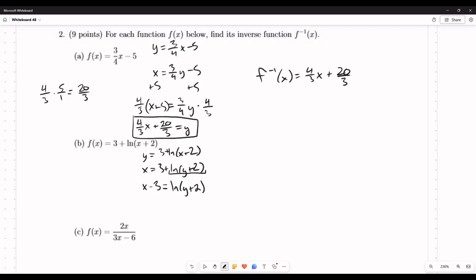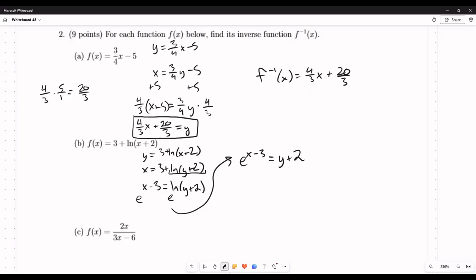And then if I want to undo a natural log, I'm going to do e to the power of both sides. That's going to get me e to the power of x minus 3 equals e to the power and the natural log. They cancel out, so I get y plus 2. That was a little tricky, but we've done that kind of thing when we just solve normal log functions, so it's not too crazy to do that when finding an inverse function.